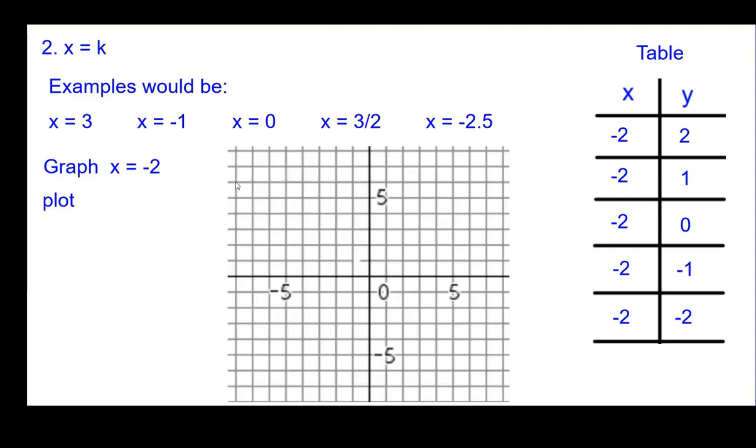So go ahead and plot those points. Negative 2, 2, negative 2, 1, negative 2, 0, an x-intercept, and so on. Definitely trace out a line. Surprise, surprise, we said these were lines. So we'll connect the points, and there's our graph of x equals negative 2.